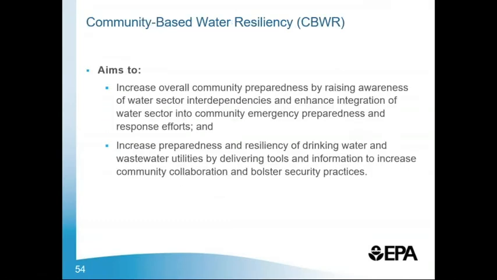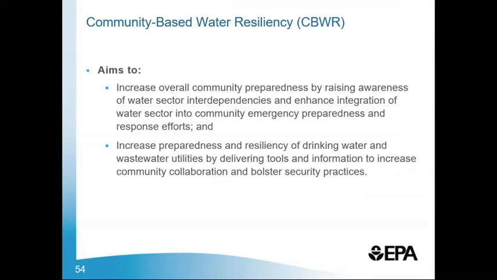So community-based water resiliency, or CBWR. EPA's CBWR initiative provides communities with the tools and resources to be able to do just that. So this program helps prepare for water service interruptions that happen in communities, to help lessen the effect, so that communities as a whole can increase their resiliency. Now, CBWR aims to increase the overall community preparedness.